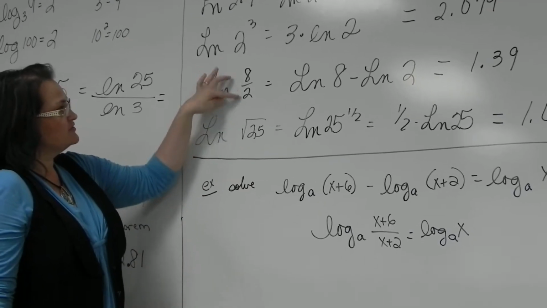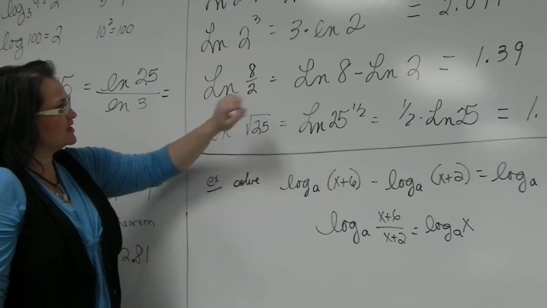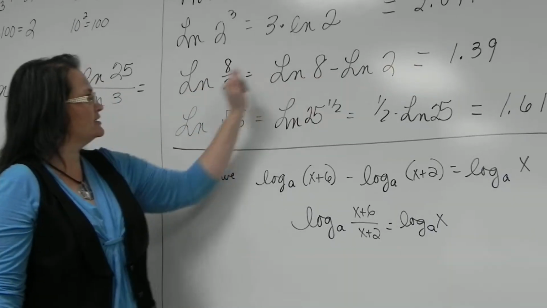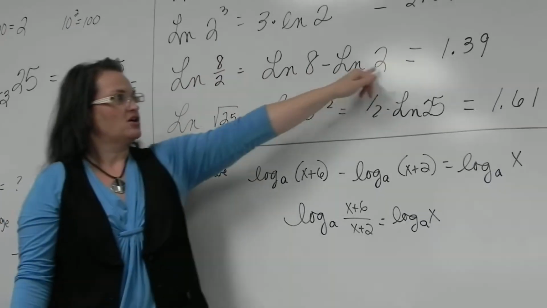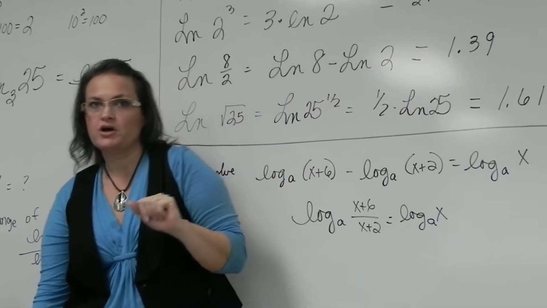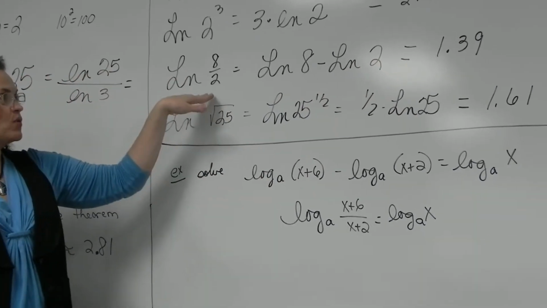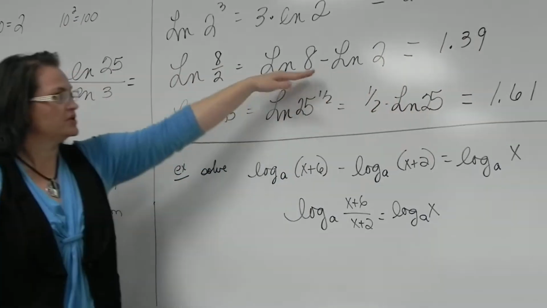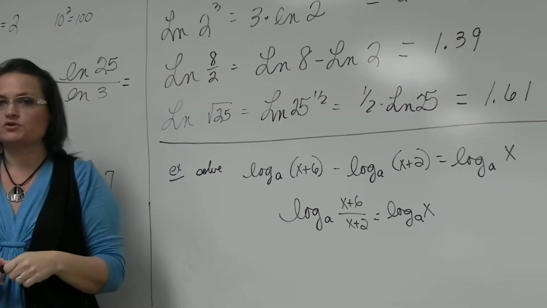So the log of a division problem, a division can be expanded to subtraction. The log of 8 minus, because it's division, the log of 2. You can check that out as well. If you just did the log of 4, the log of 4 should be 1.39. You do it in expanded form, you get the same result.